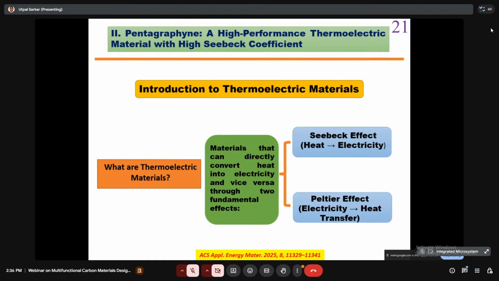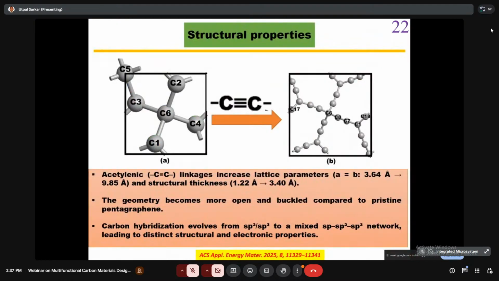The second example we'll consider is pentagraphine, and we'll see whether it can be used as a thermoelectric material or not. Materials that can convert heat into electricity or vice versa are called thermoelectric materials. And in physics there are two types of effect known for it. One is the Seebeck effect, which transforms heat into electricity. Another one is the Peltier effect, just the opposite, which transforms electricity into heat. So this is our proposed system, pentagraphine.